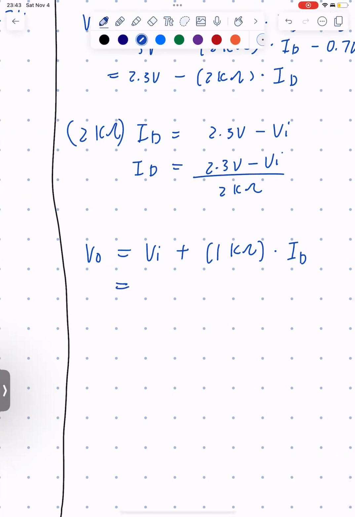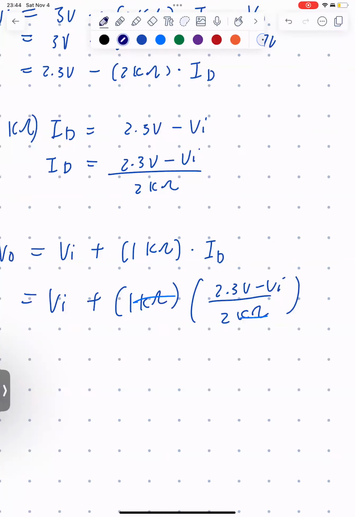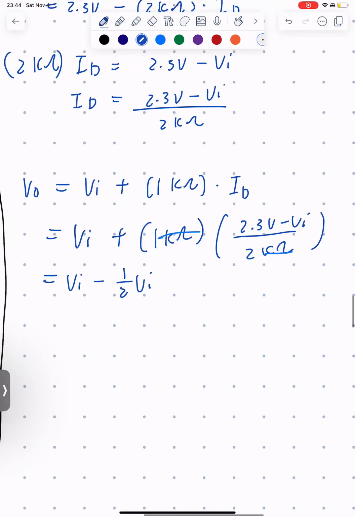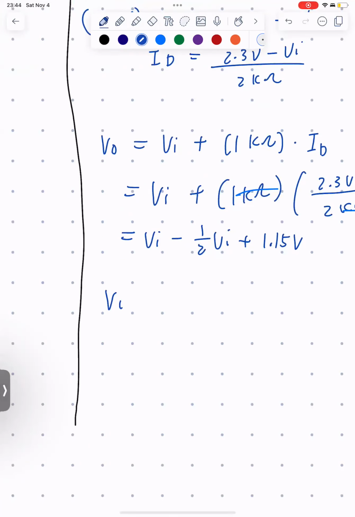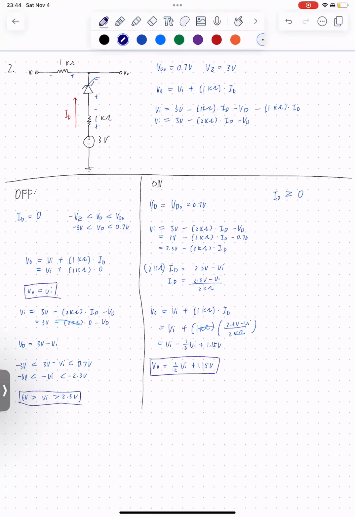So let's do that. If we sub this in, let's give ourselves more space to work with. Minus 2.3, this gets crossed out. Sorry, this gets crossed out. So it's actually just 2 divided by this: VI minus 1/2 VI plus 1.15 volts. V out is equal to 1/2 VI plus 1.15 volts. And just like that, we have our equation for V out.